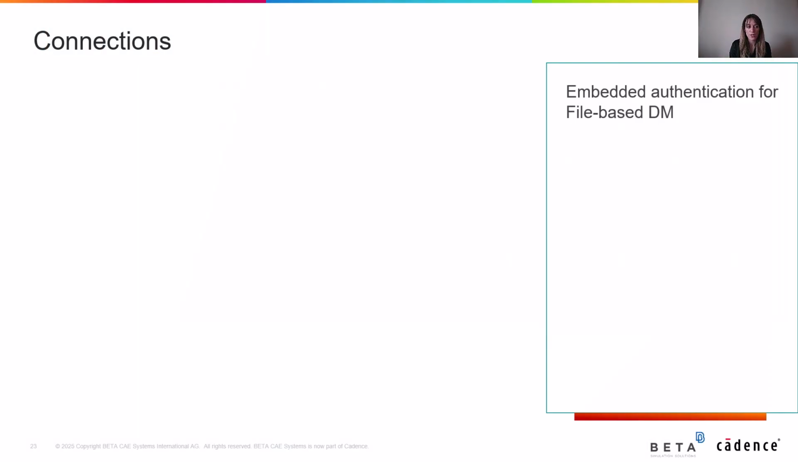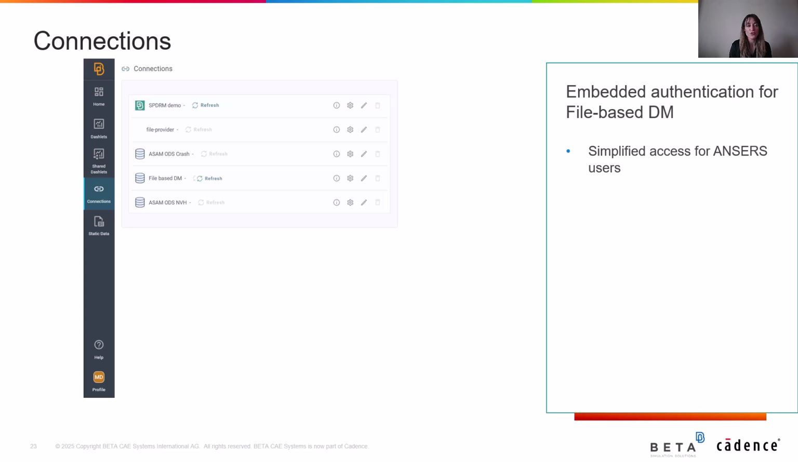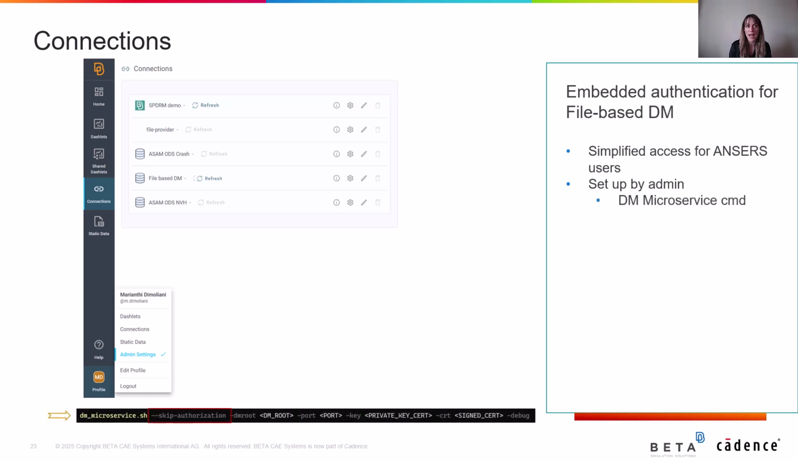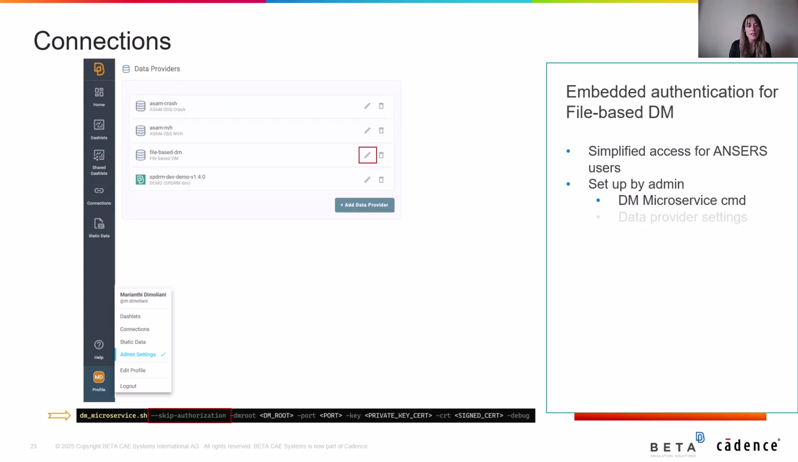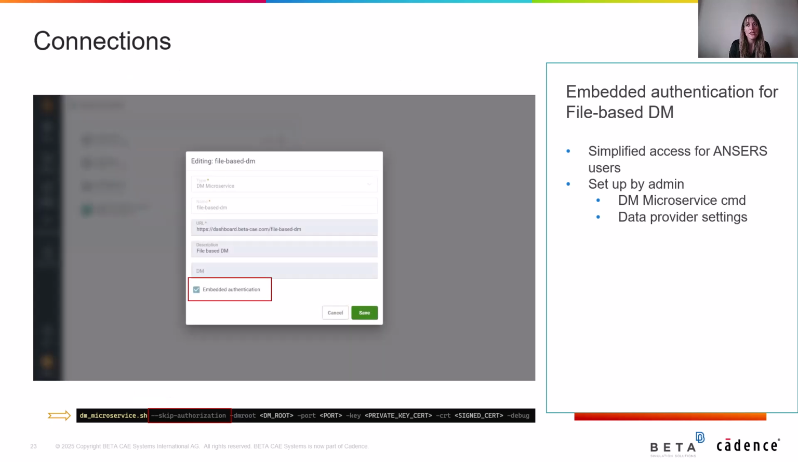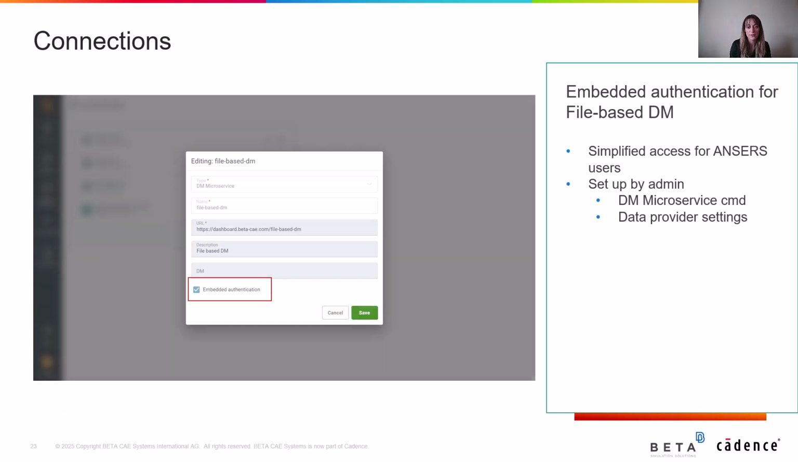Coming to the connections now. Authentication for file-based DM connections is now handled in the backend, simplifying access for Answers users. The administrator runs the DM microservice with the flag skip authorization. Then, under the admin settings, the embedded authentication option should be selected, and then on the connections page, the refresh button is disabled in such cases as users no longer need to log in to the DM microservice from the front end.